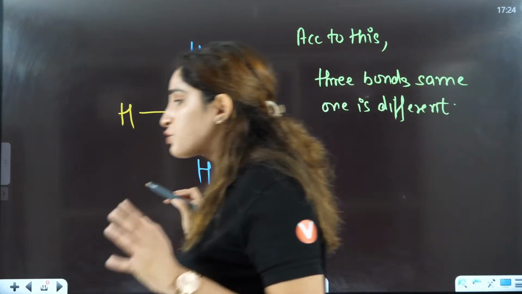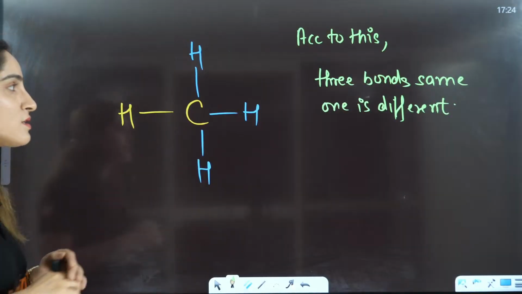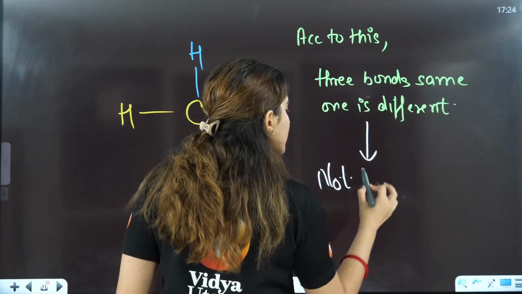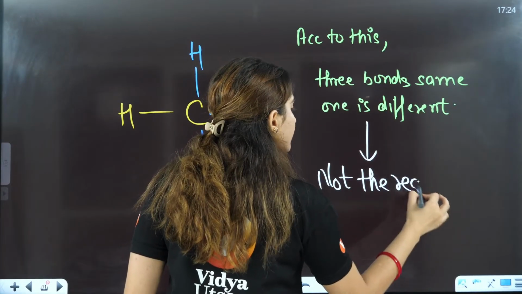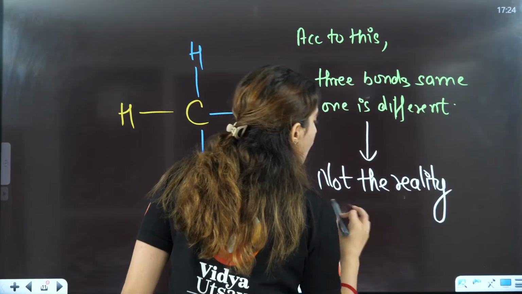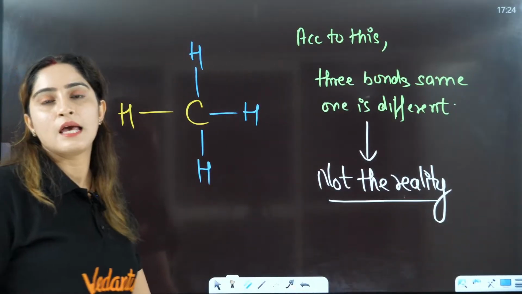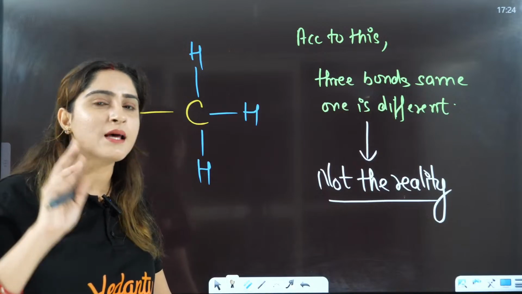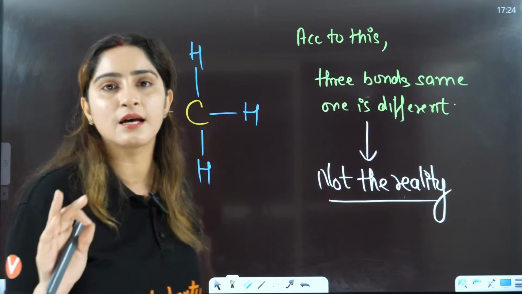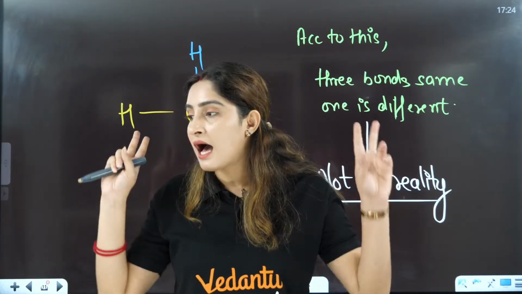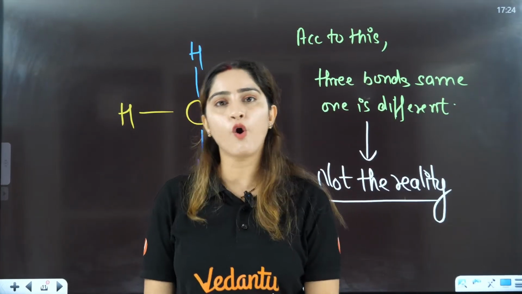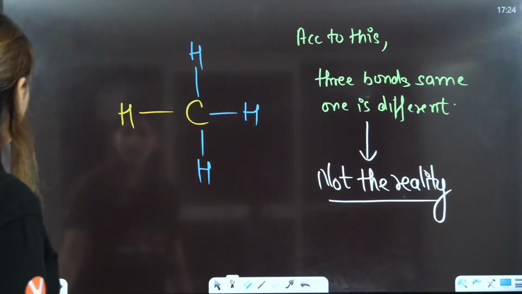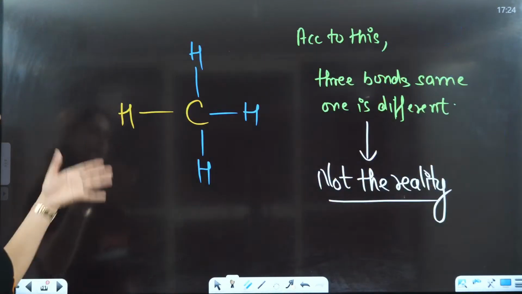According to this theory, this should happen. But this is not the reality. If I am saying this is not the reality, that means there is something else, and that something else we call hybridization. What do we call it? Hybridization, right? Okay, you understood? Because this is not the reality.